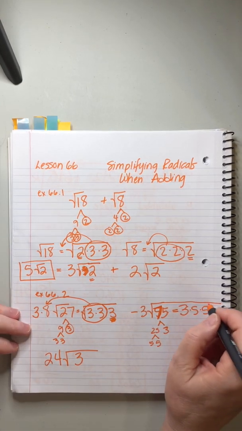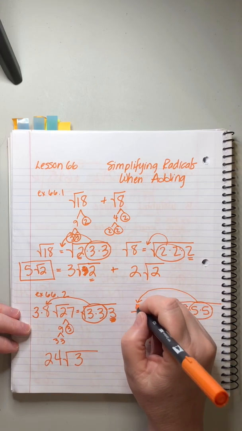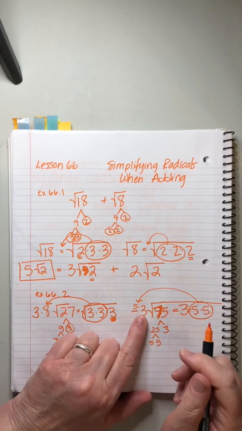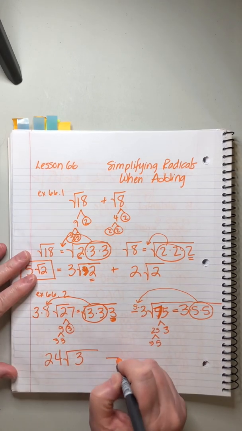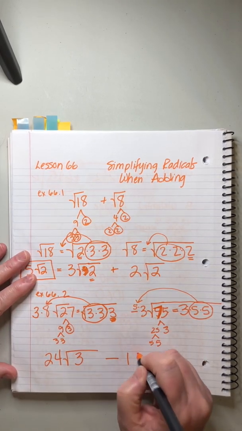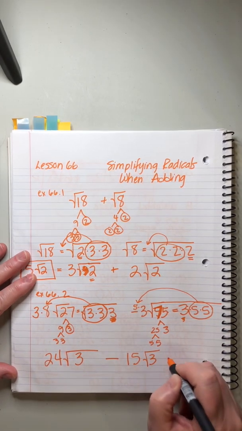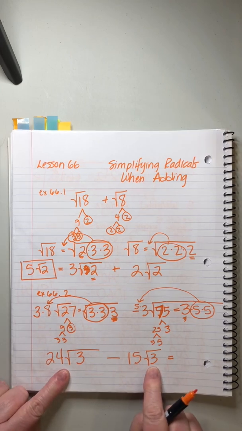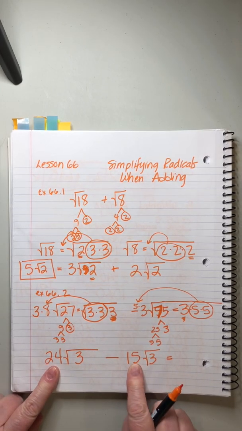We've got a pair of 5s in here. We bring them out as a single 5 on the outside. We multiply it by the number that's already there. We're subtracting this time. So that'll be 15. And then what's left inside? Just a 3. Oh, they match. John. 24 minus 15 is 9 square root of 3.